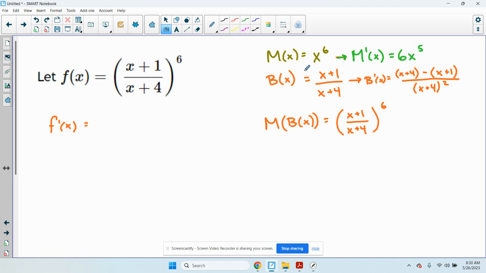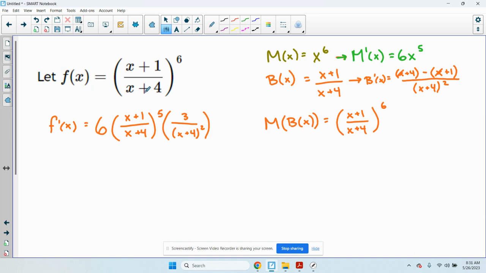Differentiate the mom. So instead of x to the 6, we have 6x to the fifth. Leave the baby inside, which is x plus 1 over x plus 4. Let me clean this up a little bit. Multiplied by the derivative of the baby, which is this thing. The top can be simplified. x minus x, they go away. 4 minus 1 is 3, over x plus 4 squared. And that's going to be your derivative.